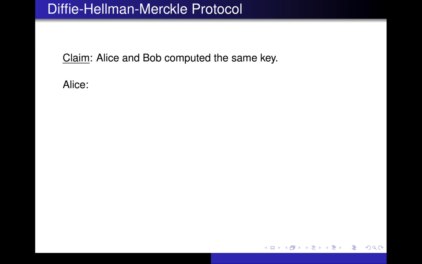So let's do Alice first. Remember, her key was B1 to the A0 computed mod P. Now remember, B1 was G to the B0 mod P, so we can actually replace B1 in our computation with G to the B0. And notice now that we have G to the B0 to the A0, and this is a natural place for us to use our second exponent law, which says that this is equal to G to the B0 A0 mod P.